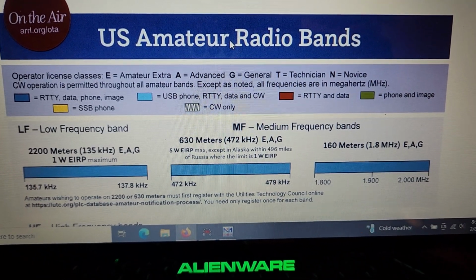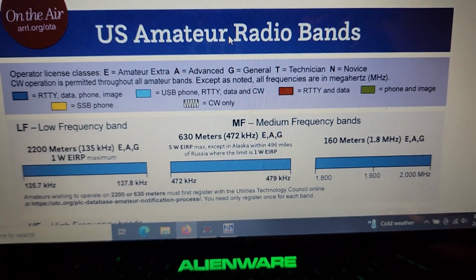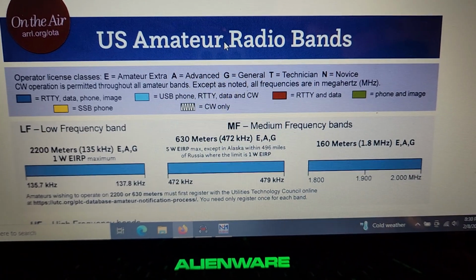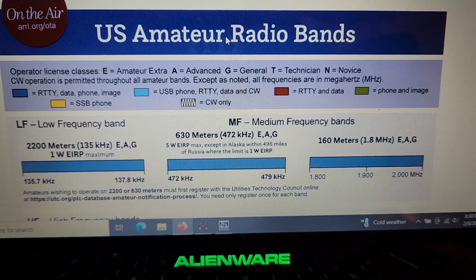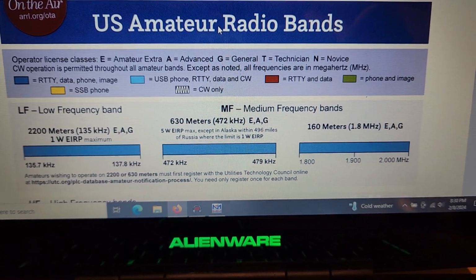Okay, explainer video number 3. This is back to the ham bands. I sent over this chart in a PDF or link to it. It's very handy because it shows you the different ham bands that I talked about in the first video.